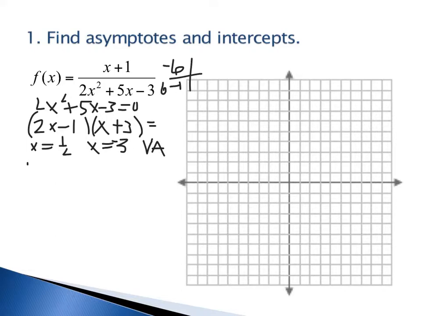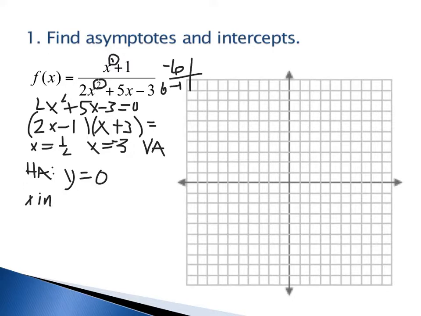For our horizontal asymptotes, okay, we're going to check to see our degrees, our exponents. So this exponent is technically a 1. This highest exponent is 2. So since the bottom is bigger, our horizontal asymptote is y equals 0, which we talked about 2 slides ago. Okay, now we're going to find our intercepts.